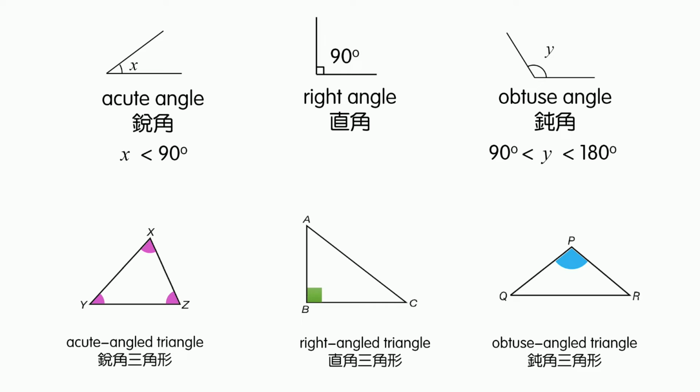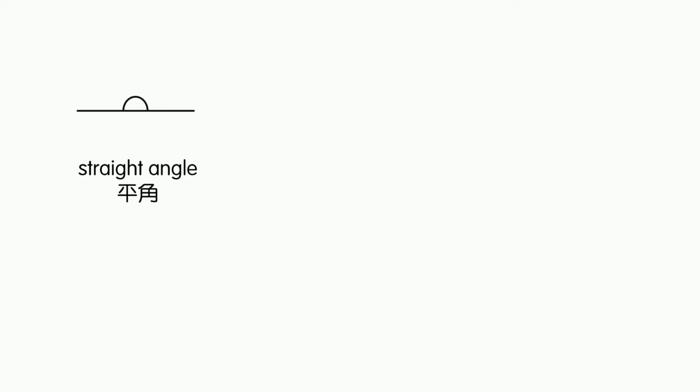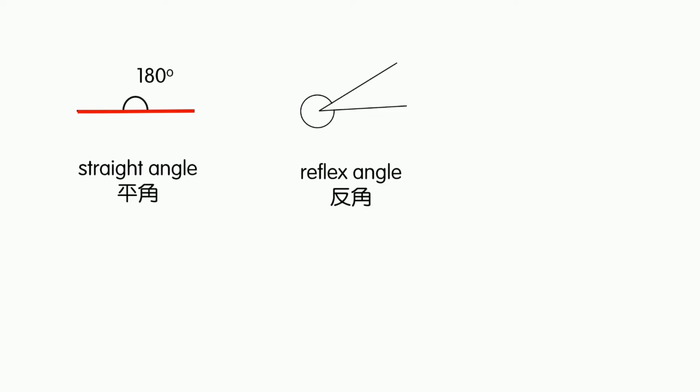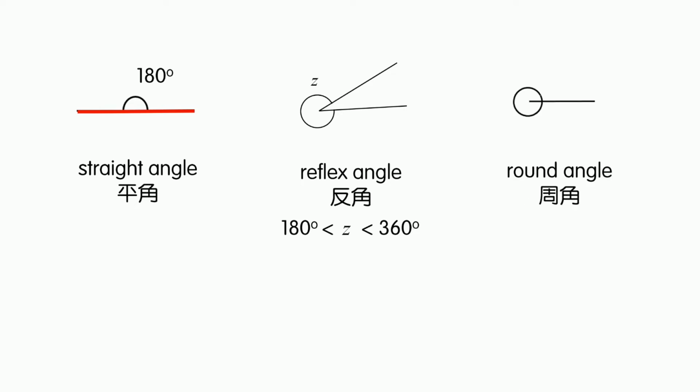Other than these three angles, there are some other angles that are special as well. For example, this one is called a straight angle. Straight meaning there is a straight line as seen in red. Since it is straight, it is exactly 180 degrees. We call this angle a reflex angle. The size of this angle is more than 180 degrees but less than 360 degrees. This last angle is actually two lines exactly on top of each other, and this angle looks like a circle. It is exactly 360 degrees, and we call this angle a round angle.